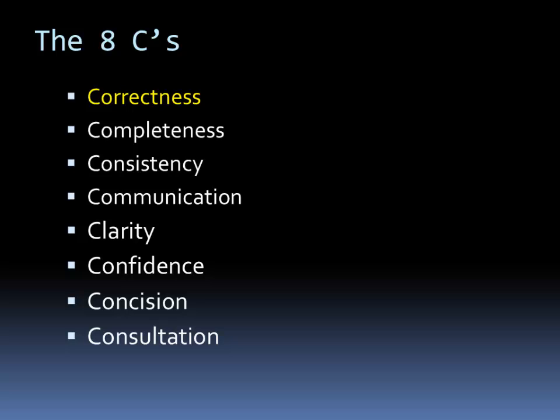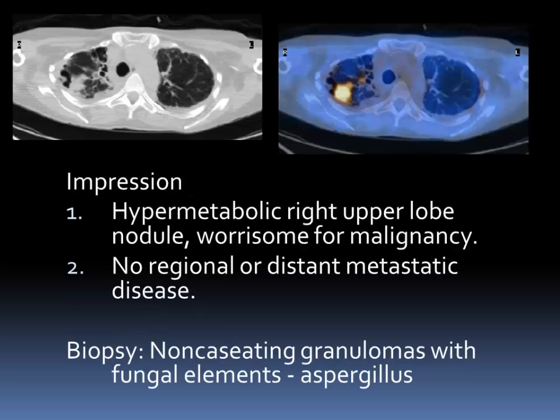We obviously all want to be correct in the way we report our studies, but correct reporting does not always mean that we're getting the correct diagnosis all the time. And I'll use this as an example. This is a patient who came in, had a spiculated upper lobe pulmonary nodule. PET-CT was performed that showed this nodule was hypermetabolic, and a biopsy was performed. When the biopsy results came back, it showed non-caseating granulomas and aspergillus. So this is, in fact, an aspergillus infection.